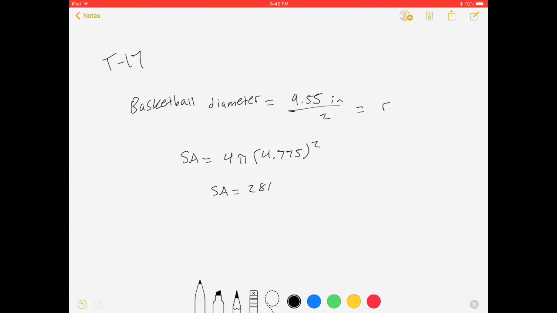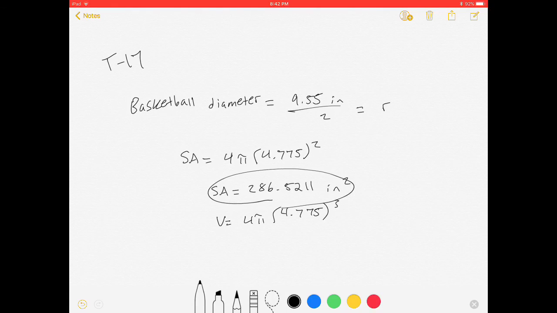So surface area, we just plug it in, equals 286.5211 inches squared. Next, volume, which is 4 pi r cubed divided by 3. So 4 pi times 4.775 cubed divided by 3. Volume equals 456.0409 inches squared. There you go.